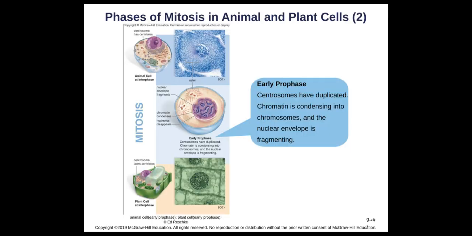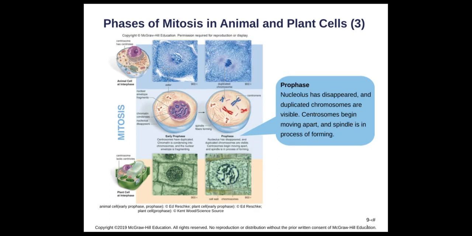So again, here is this early prophase. We have copies of our centrosomes, of all our organelles, truly. And the chromosomes are starting to form from chromatin. In prophase, we see that the nucleolus has disappeared. We're seeing that there are very, very visible chromosomes.